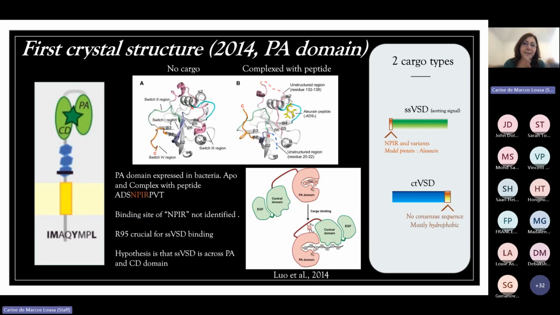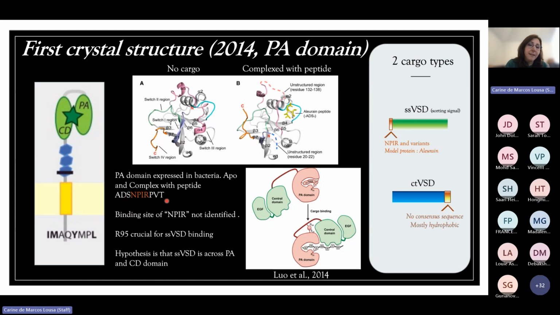So we didn't understand at that time how one specific receptor could transport many different types of vacuolar cargo and also many different types of determinants. What we knew when I started is the first crystal structure that had been done by Lu et al. in 2014, where they expressed the PA domain in bacteria and solved the apo structure, so no cargo, and the complex structure with the peptide, where the sequence is here.